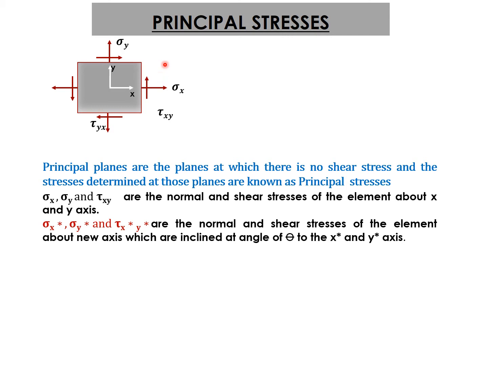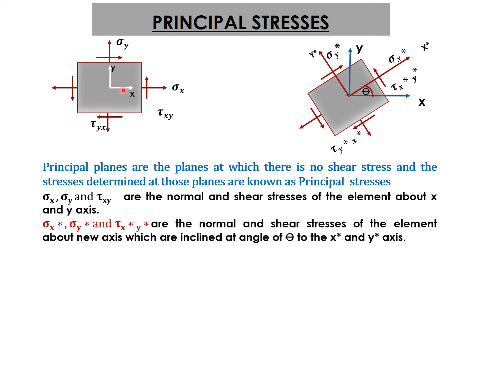As you can see in the figure, these are the x and y axes. What we are trying to do is find out the value of these stresses at a new axis, which has been rotated at a certain angle theta with respect to the existing x and y axes. As an example, you can see in the figure. So these are the new axes. The element has been rotated just to make things quite simple to understand.